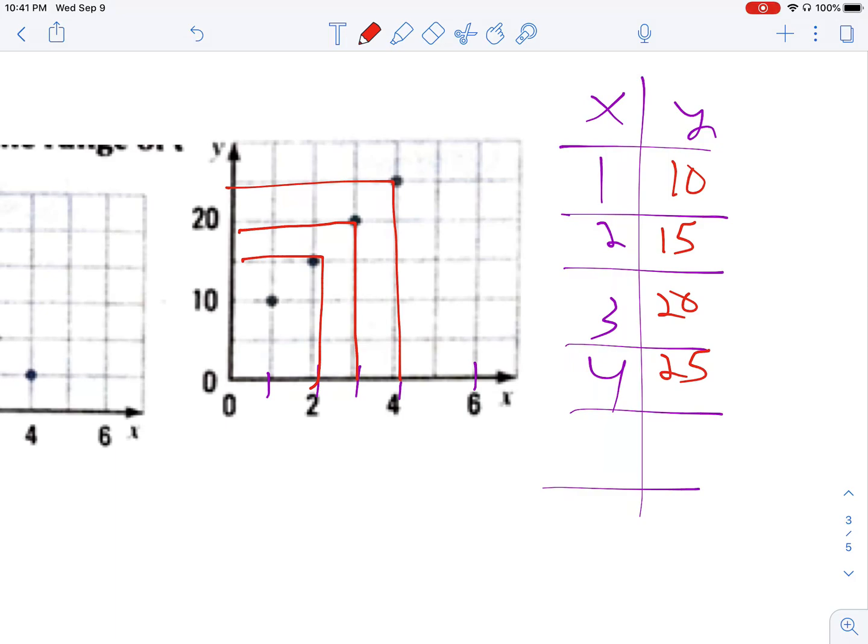Now, this is increasing, so most likely you're adding or multiplying the x value to get your y value. So for me to go from 1 to 10 adding, I would add 9. For me to go to 2 to 15 adding, I would add 13. For me to go from 3 to 20, I would add 17. Then I would add 21. So it's not too consistent of a pattern.